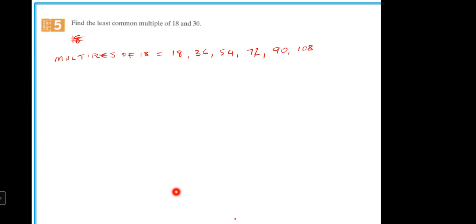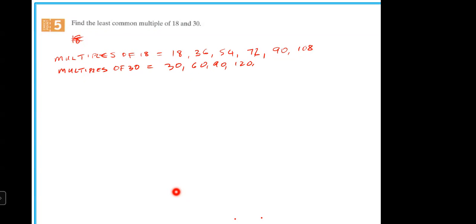Now look at multiples of 30. Multiples of 30 equal 30, 60 and 90. What else? 120. Do we really need to go any further? No, because 90 is the LCM. Okay, 90 is the LCM.